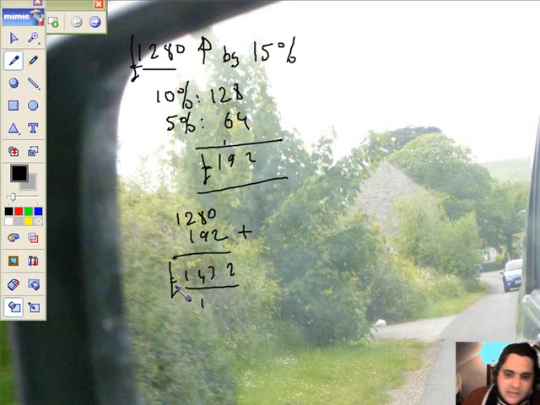£1,472. I think I'll make the 3 look like a 3 a bit more. There you go, that's that done.